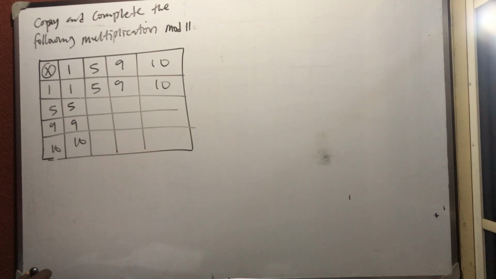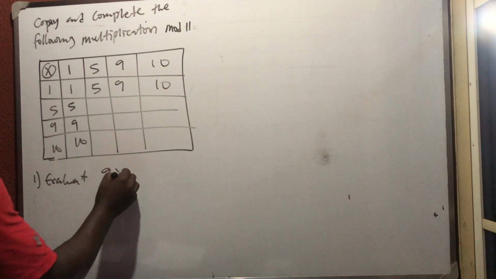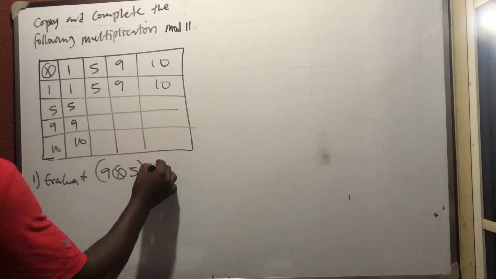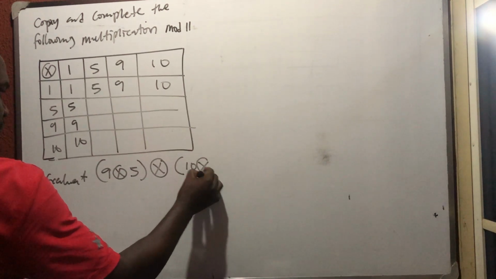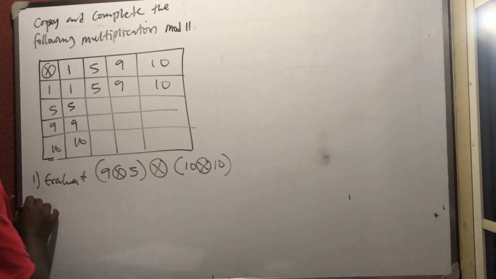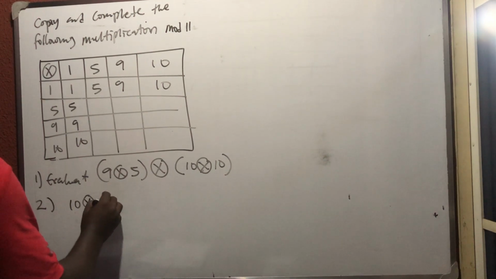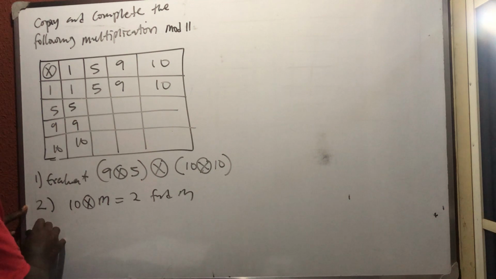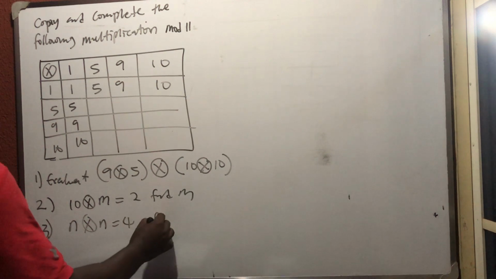Then from the table, number one, evaluate 9 star 5 star 10 star 10. So that's your first evaluation. Drop the answer in the comment section. Then number two says that when 10 operates on something called M, I'm getting 10, so let me find that M. Number three says when something operates on itself I'm getting 4, then we should find that thing.